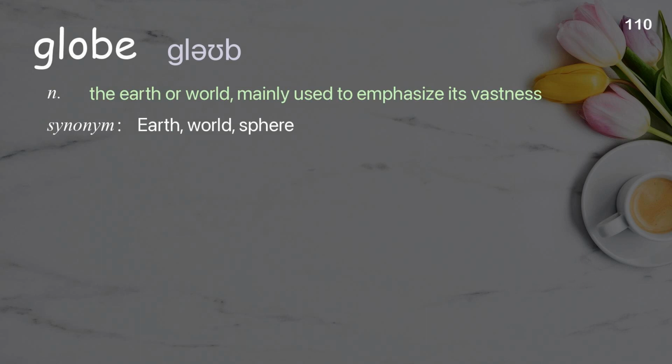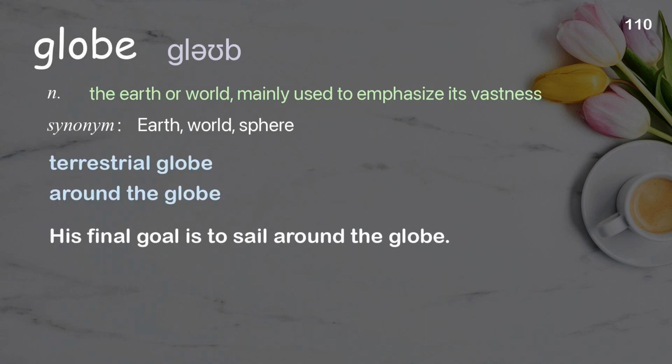Globe. The earth or world, mainly used to emphasize its vastness. Examples: terrestrial globe, around the globe. His final goal is to sail around the globe.